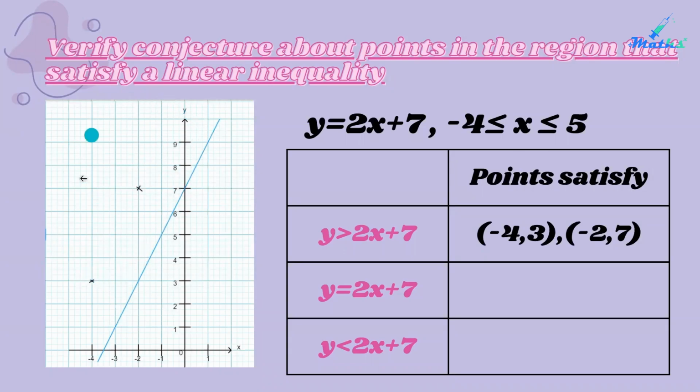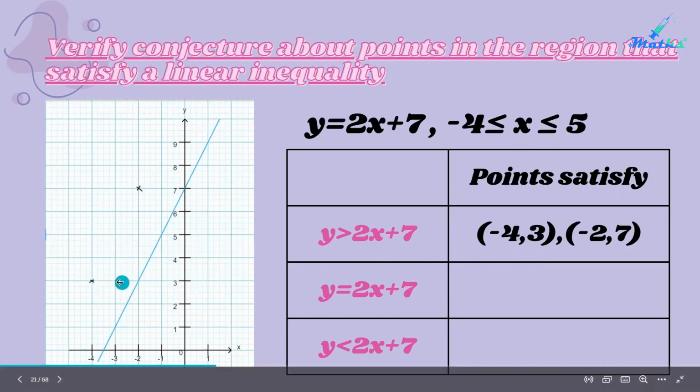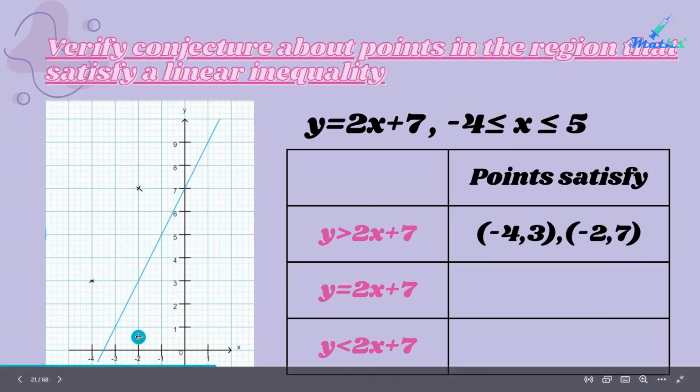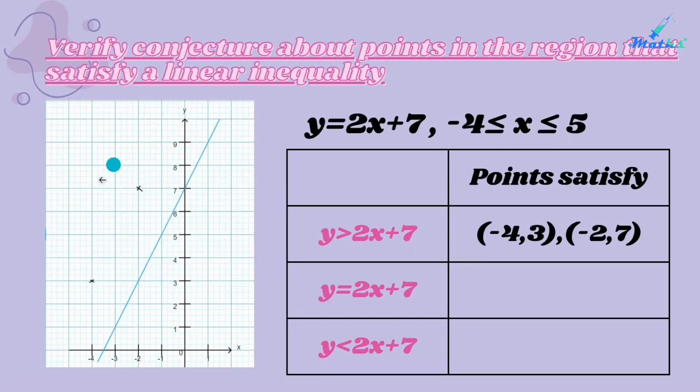The points I choose are (-4, 3). (-4, 3) is above the line, so it's correct. And (-2, 7) is also above the line. So all the points above this line represent y more than 2x plus 7. Okay, next we'll find the equal to.